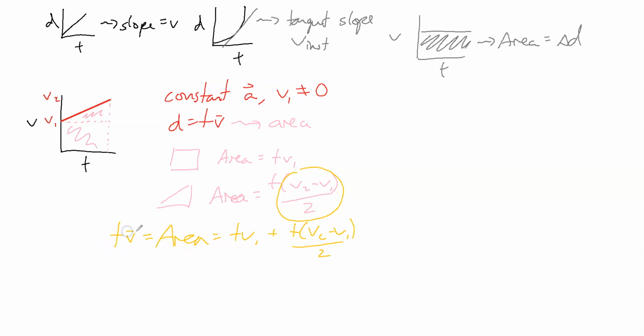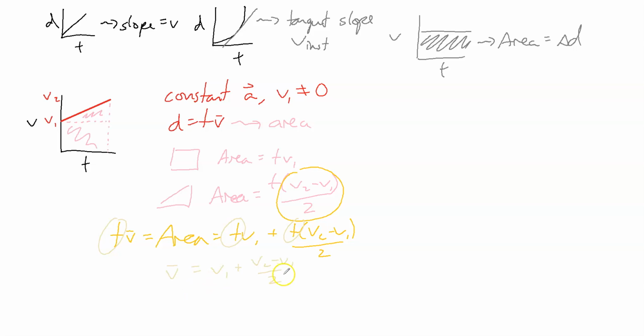If I do a little algebra, I'll show you where some of your classic stuff comes from. First of all, I've got a t in each part, so I'm just going to cancel it out. If I cancel it out, I get the average v is equal to, ignoring the part in the middle here, v1 plus v2 minus v1 divided by 2.